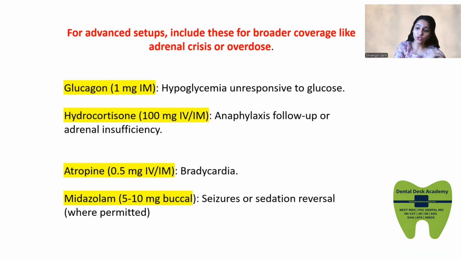Other than those, you should also have glucagon 1 mg for giving IM, so that if the need be, you can induce glycogenolysis in a hypoglycemic patient when they're not responding to glucose. You need to have hydrocortisone, as I told you, for the recurrence of anaphylaxis or for adrenal insufficiency. These are very important. You need to have atropine to treat bradycardia, and hypotension also. You need to also have nifedipine in case hypertension occurs in your dental setting. You need to have midazolam and diazepam for seizure disorders.